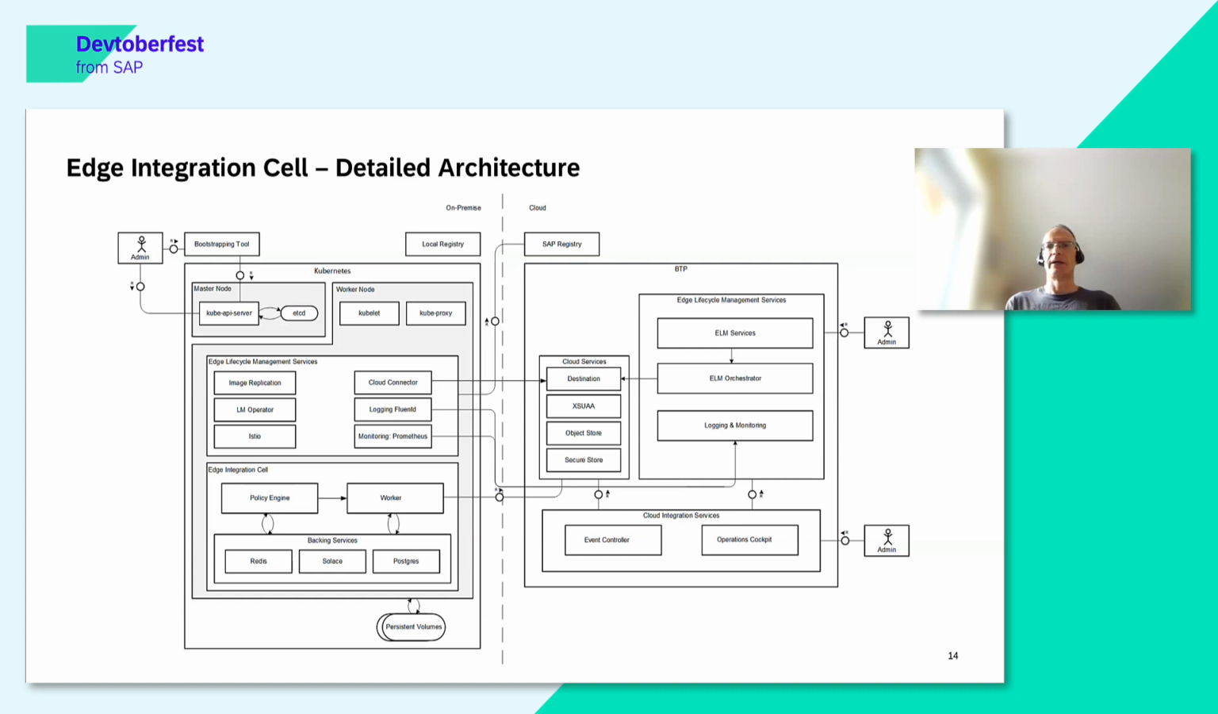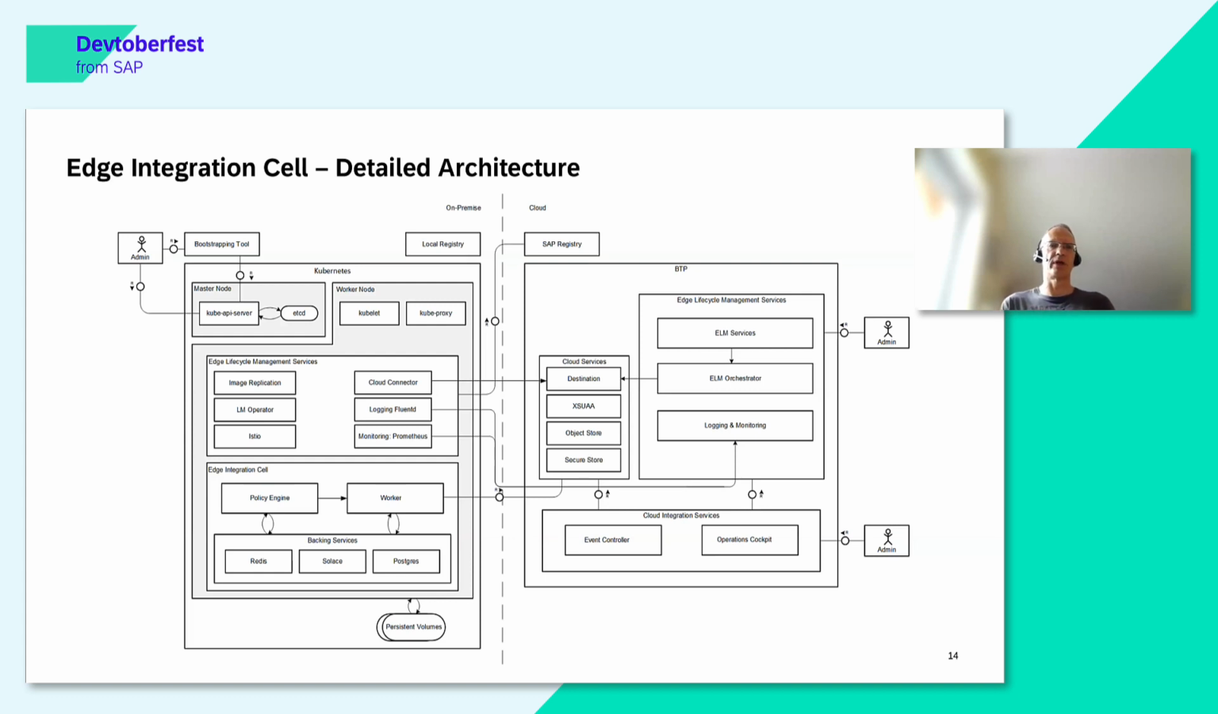Now, when we look at the left side, you see a normal Kubernetes cluster with worker nodes, where you have Kubernetes resources being deployed in different namespaces. These are these white boxes. Like we have a namespace for edge lifecycle management. So this is the component which handles all the lifecycle actions, deployment, upgrades, configuration of the edge instances.